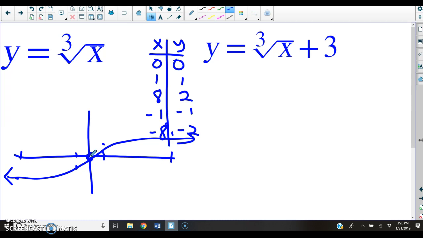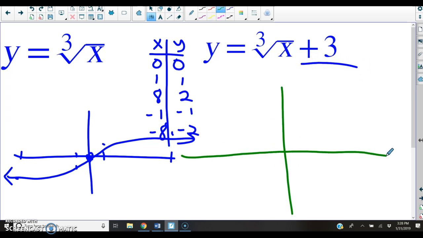Right, so what is the +3 going to do? Hopefully you realize by now that's outside the grouping, the cube rooting, and all that's going to do is move my cube root up 3.